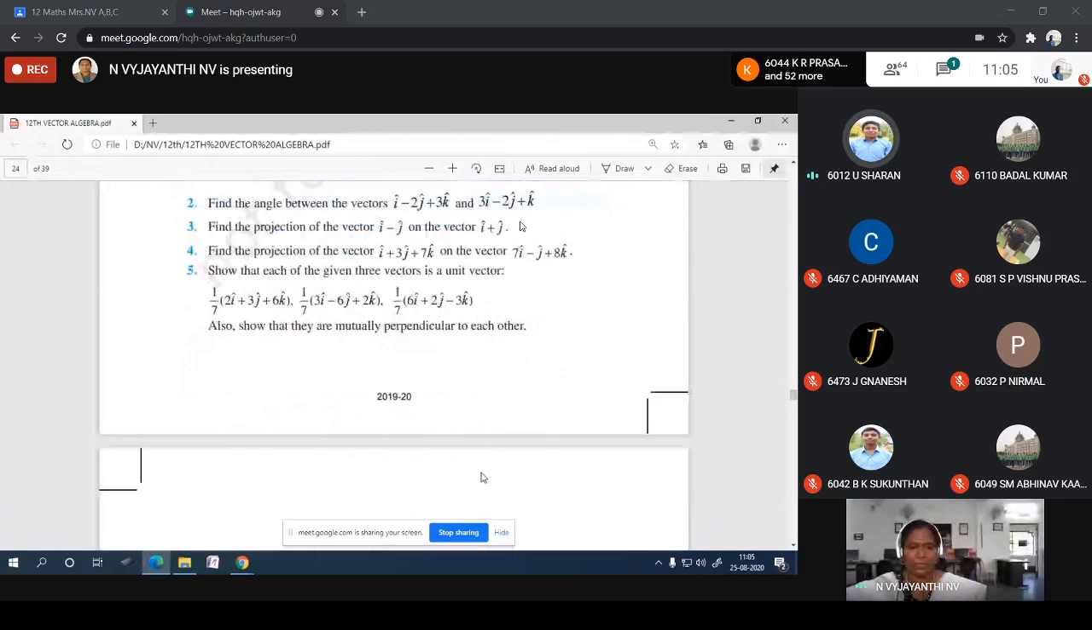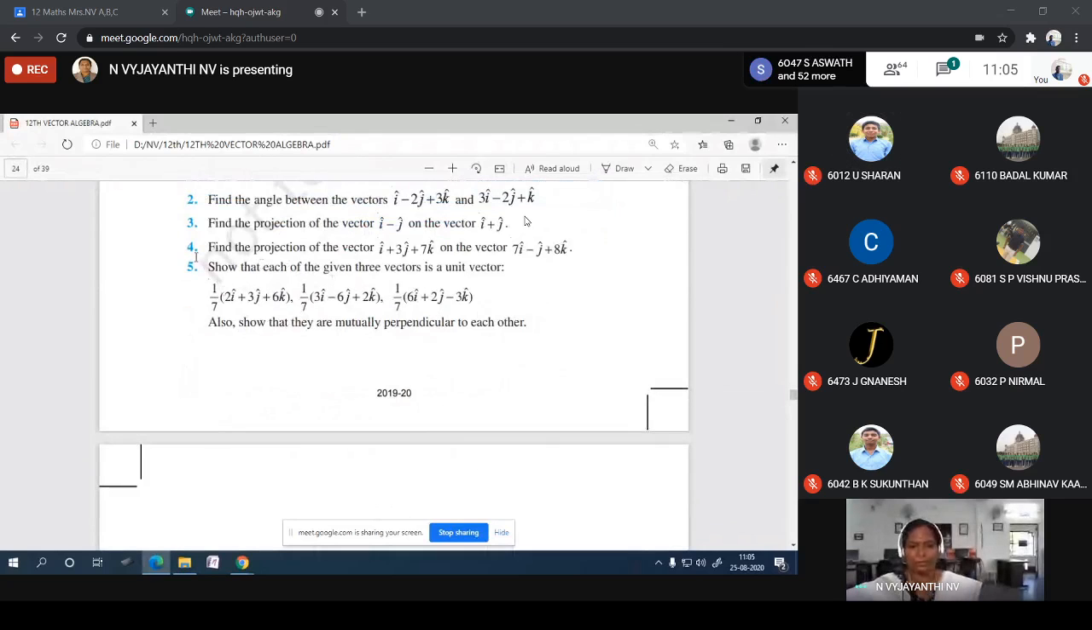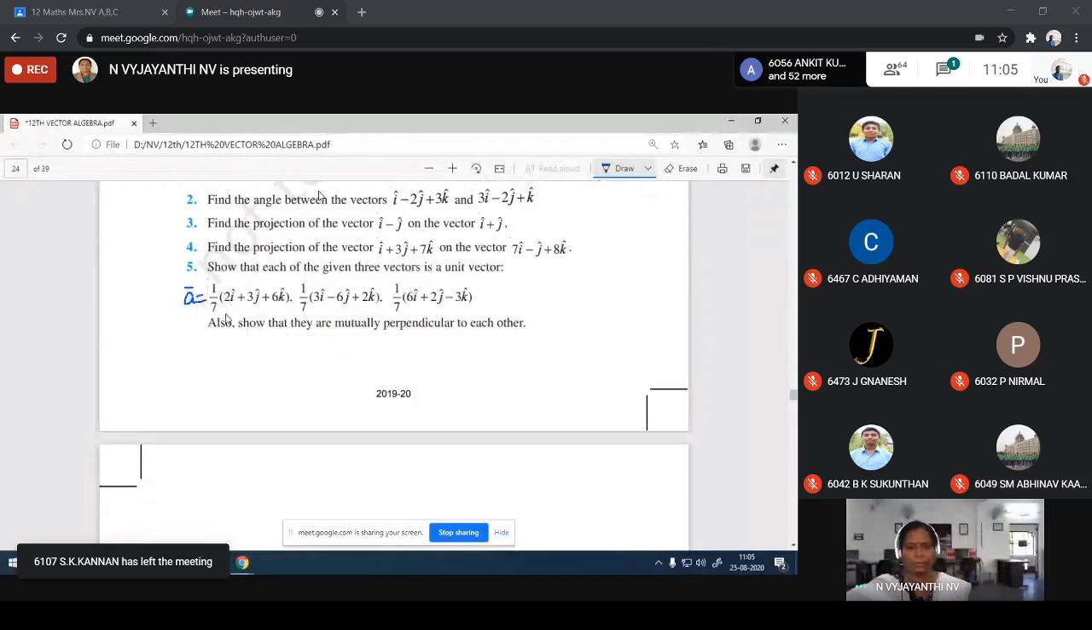Can you solve the fourth semester homework? Try the fourth semester homework. Then next, fifth one: show that each of the three vectors is a unit vector. Unit vector means we should prove that magnitude of A vector is 1 and magnitude of B vector is 1 and magnitude of C vector is 1.